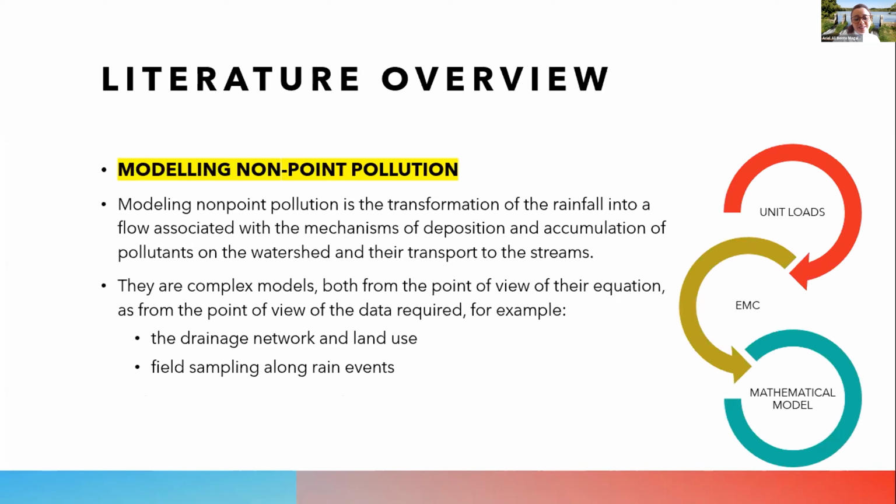Well, that leads us to the main point of our work, that is the modeling of the non-point pollution. Modeling non-point pollution is the transformation of the rainfall into a flow associated with the mechanisms of deposition and accumulation of pollutants on the watershed and their transport to the streams. They are complex models, both from the point of view of their equation, as from the point of view of the data required. For example, the drainage network and the land use and occupation, and field sampling along rain events, among many other data that are required.